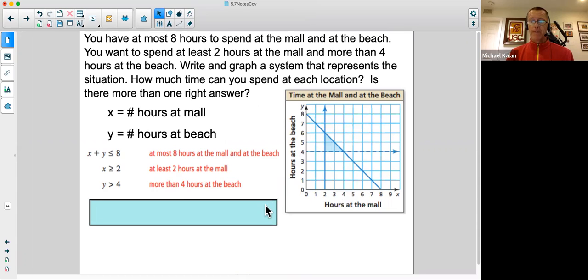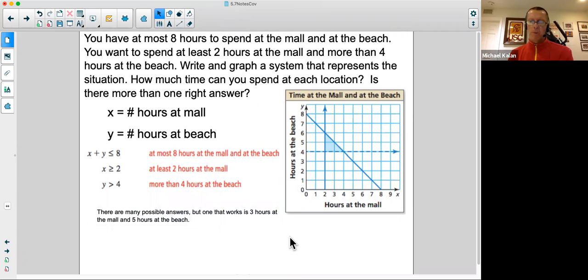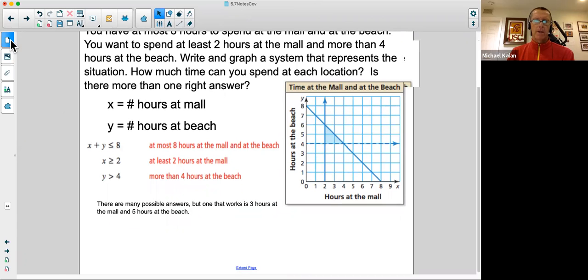Is there more than one right answer? Sure there is, yeah. You can see that anything on here, so like even up here at 2,6, that would be fine. 2 hours plus 6 hours is 8 hours, so we're still good. Don't have to do necessarily exact integers for your hours. You could go 2.5 and 7.5, although that would be too many hours. But you could do that. So yes, there are many possible answers, but one that works would be 3 hours and 5, or like I said, 2 and 6. Okay, awesome.